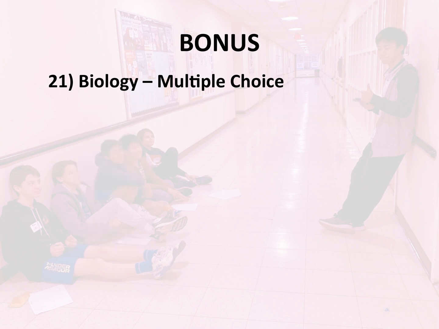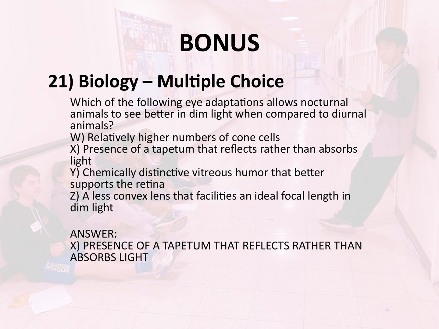Bonus, 21. Biology, multiple choice. Which of the following eye adaptations allows nocturnal animals to see better in dim light when compared to diurnal animals? W. Relatively higher numbers of cone cells. X. Presence of a tapetum that reflects rather than absorbs light. Y. Chemically distinctive vitreous humor that better supports the retina. Z. A less convex lens that facilitates an ideal focal length in dim light. Answer. X. Presence of a tapetum that reflects rather than absorbs light.